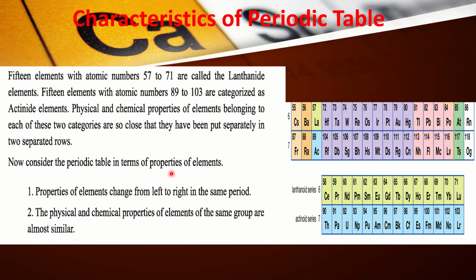Now consider the periodic table in terms of properties of elements. Properties of elements change from left to right in the same period, and the physical and chemical properties of elements of the same group are almost similar. Okay, here the properties change gradually from left to right, and the properties of same group elements are the same.